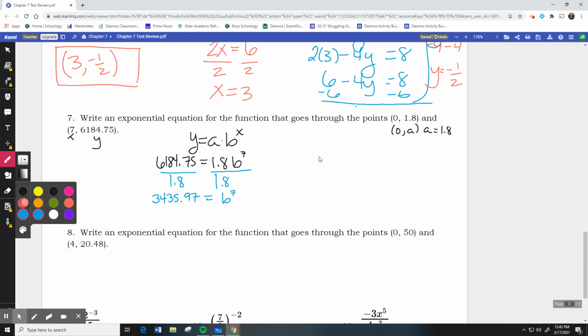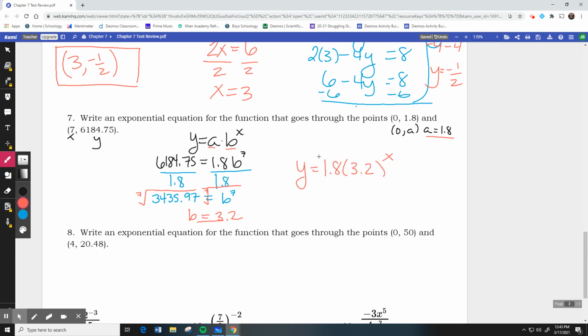And then to get rid of the 7th power, we're going to take the 7th root. So in our calculator, we would do the 7th root of 3,435.97, and it comes out to be about 3.2. It's like 3.199999. So b is 3.2, a is 1.8. So now into this equation for a and b, we'll have y equals 1.8 times 3.2 to the x power.